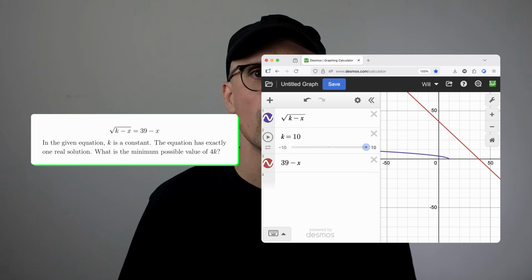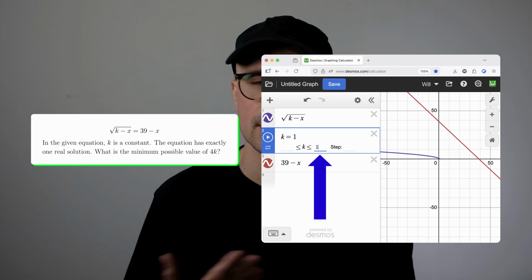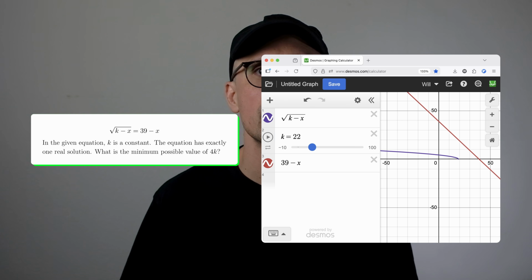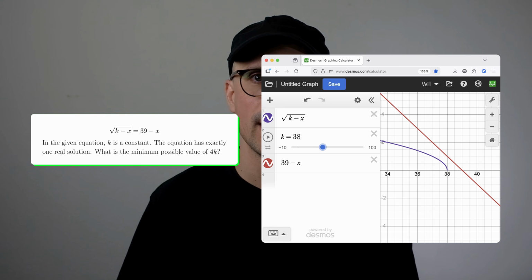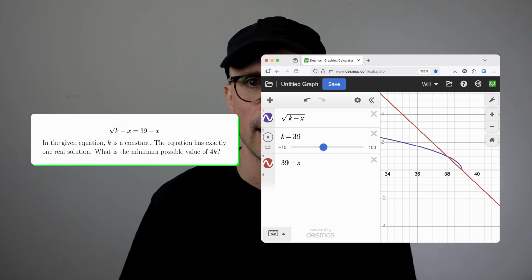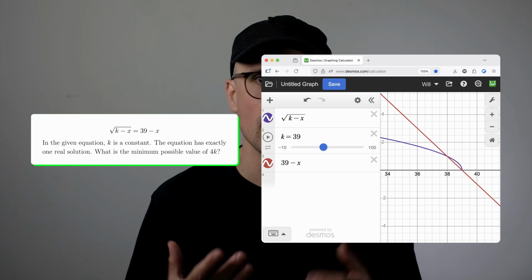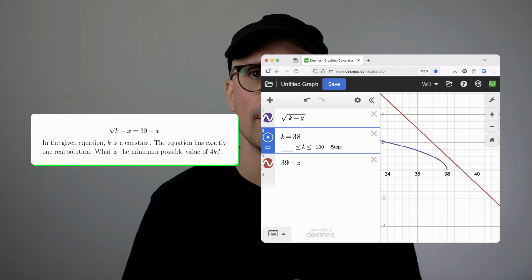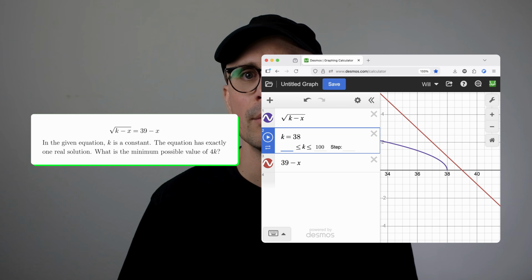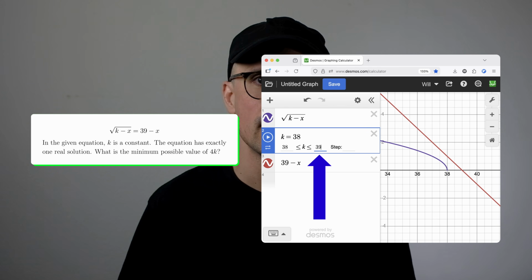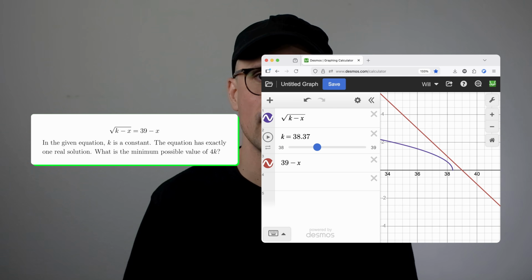We're clearly going to need a bigger value than 10, so we raise the upper bound on the slider to say 100, and we drag until we're closer to our target. Now we can see that we're not quite touching it when k equals 38, and we've gone too far when k equals 39. So the correct value is somewhere in between. Adjust the lower and upper bounds of your slider, setting the minimum to 38 and the maximum to 39, and now you've got super fine control.